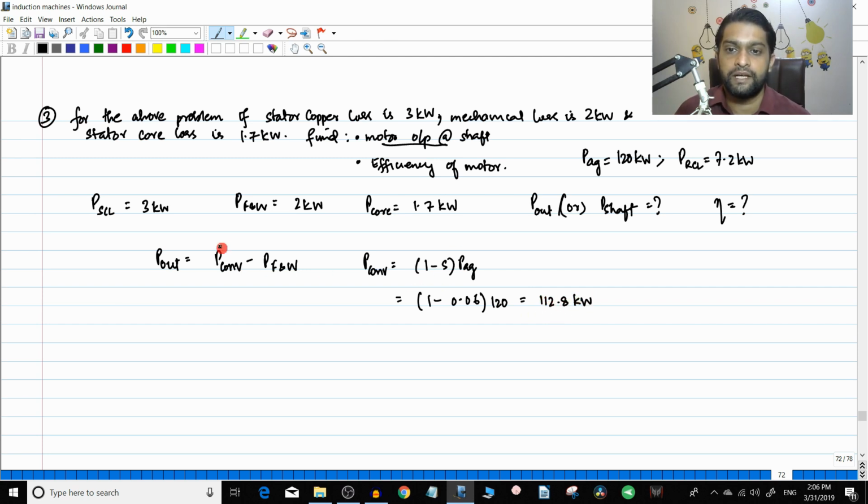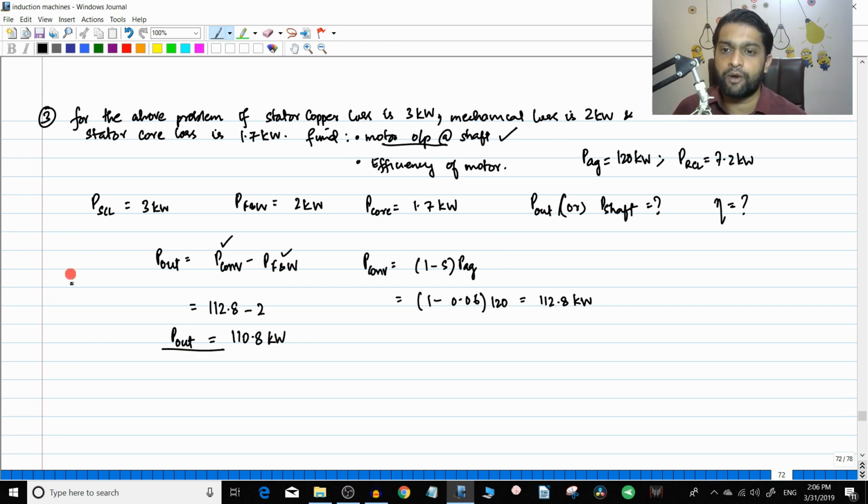So P converted we have got, and the friction and windage losses are given to be 2 kilowatts, so we'll substitute those values here. This will be 112.8 minus 2 kilowatts. So the P output, or the shaft power of the induction motor, will be equal to 110.8 kilowatts. So that is over. The output power of the motor you have already found out now.